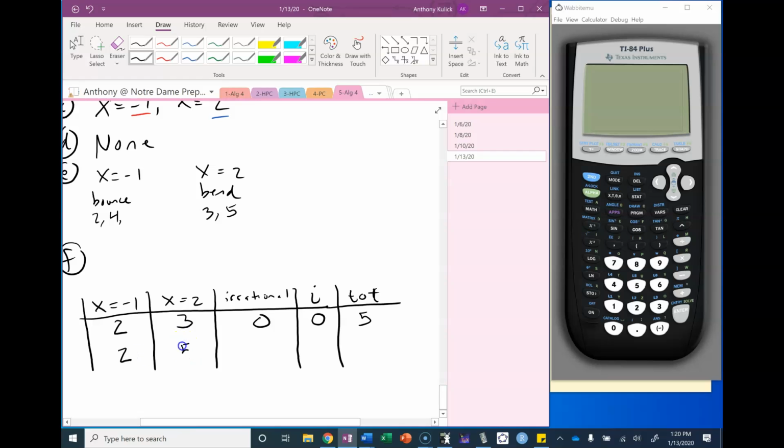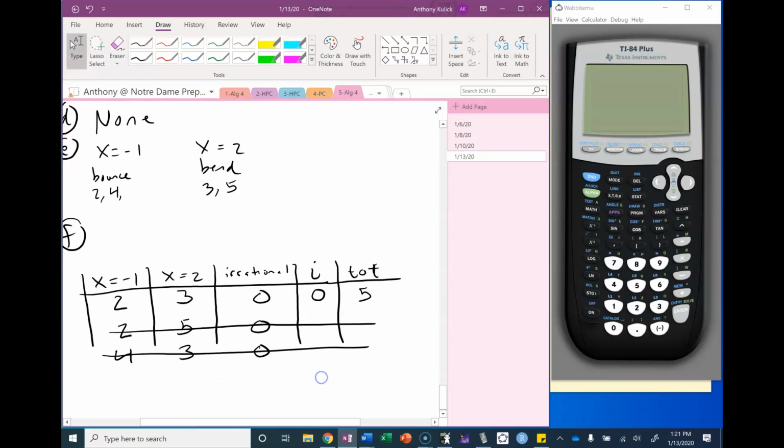I could do 2, 5, 0. But is that possible? No, right? Because 2 plus 5 plus 0 is already bigger than 5. So that can't happen. What if I could have 4, 3, 0? No, okay, can't do that. And the last combination would be 4, 5, and 0. Can I do that? No. So there's really only one possibility here: -1 is used twice and +2 is used 3 times, with no irrational solutions and no imaginary solutions. Is everybody okay with that idea? Okay.